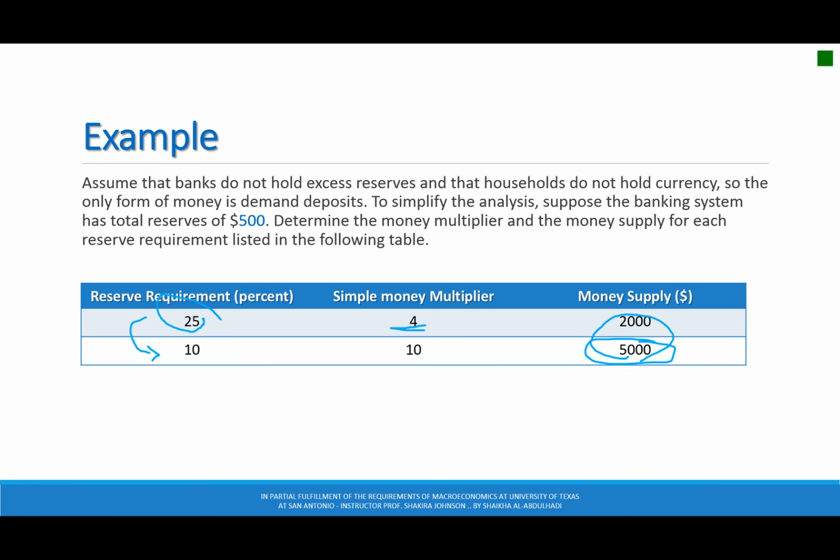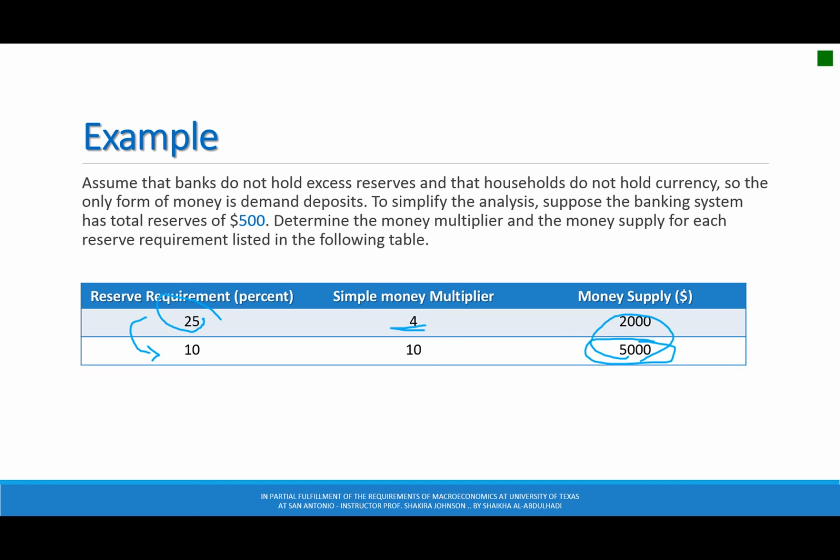So, for the first example, assume that banks do not hold excess reserves and that households do not hold currency. So the only form of money is demand deposits. To simplify the analysis, suppose the banking system has total reserves of $500. Determine the money multiplier and the money supply for each reserve requirement listed in the table below.